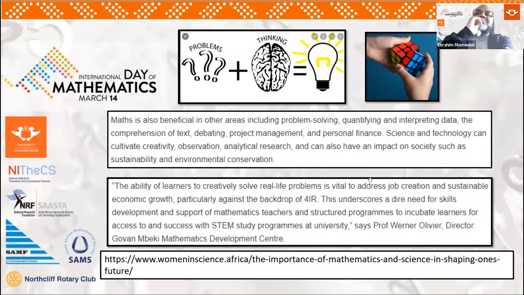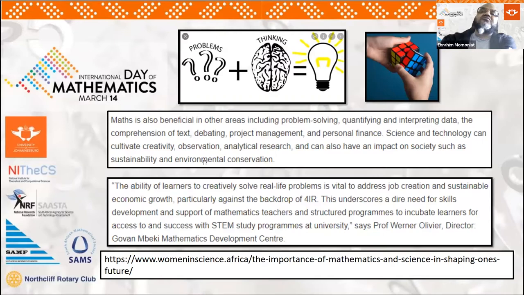in terms of sustainability and environmental conservation. So it's how we interact with the environment. How can we better interact with the environment? So electric cars, self-driving cars, etc., all of that depends on mathematics.